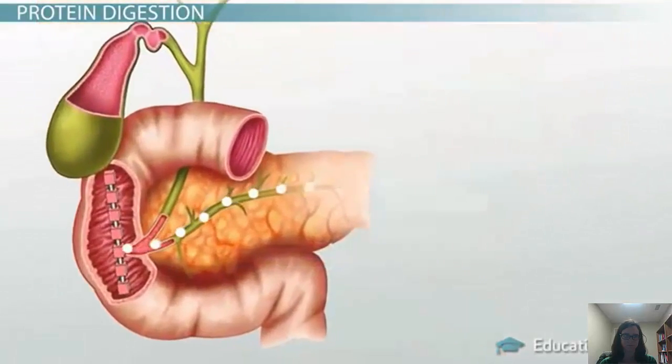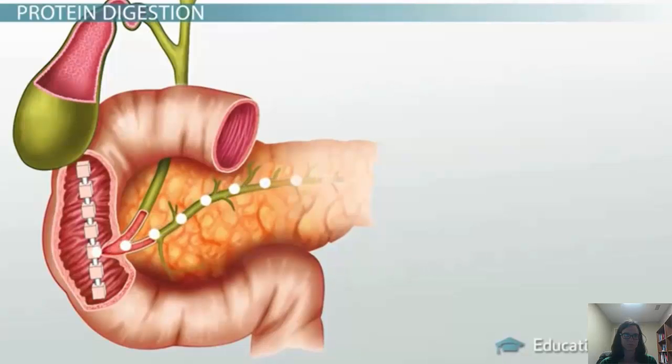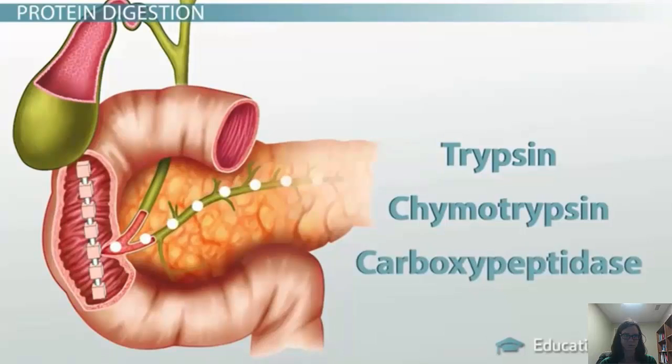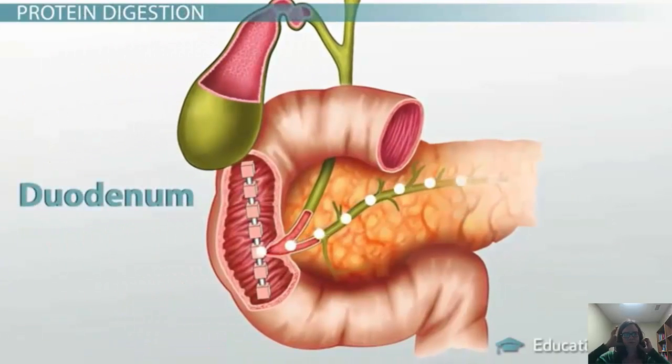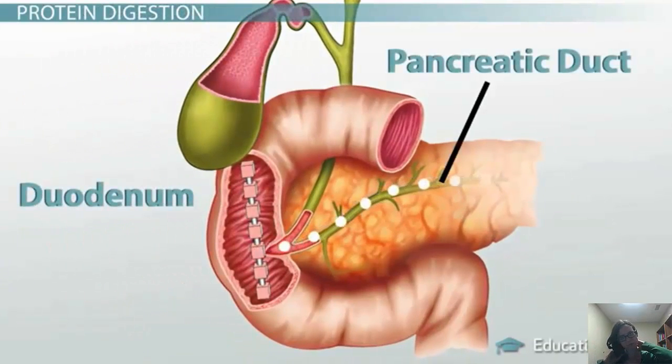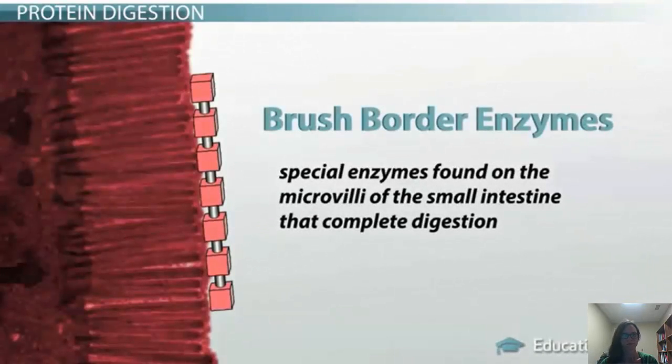Now, in the small intestine, pancreatic enzymes that we previously learned about, called trypsin, chymotrypsin, and carboxypeptidase, really go to work breaking down the polypeptides. And these enzymes enter the duodenum via the pancreatic duct. These pancreatic enzymes are helped by the brush border enzymes.